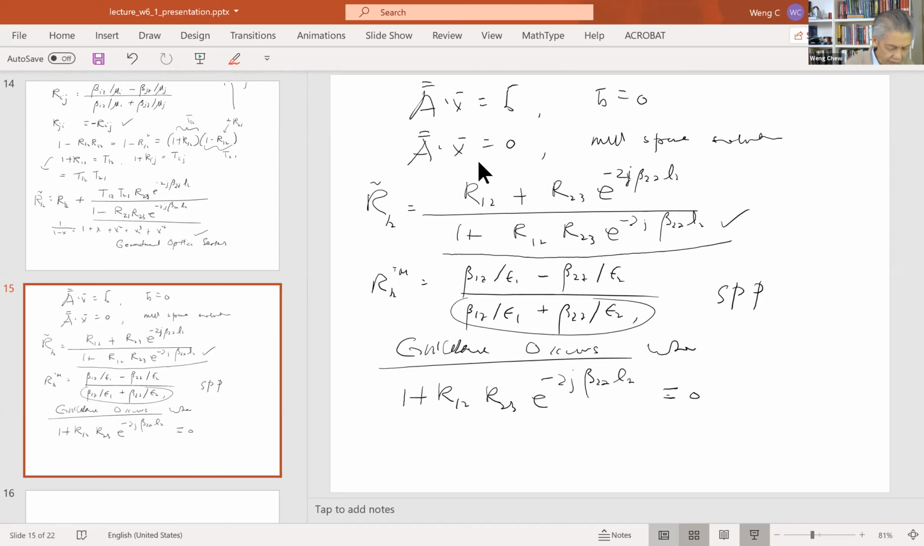Is this clear to everybody? I'm just drawing the analogy of the surface plasmon waveguide. By setting the denominator of the reflection coefficient to 0, you can find the guidance condition and use that to find the guided mode in the structure. This is also called the transverse resonance condition.